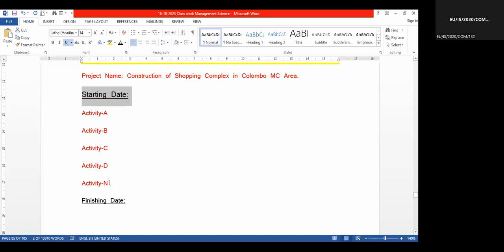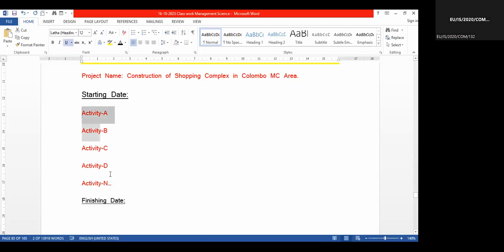Within this starting and finishing time, we have to do a lot of activities. These activities require resources and time. Whatever we are going to do that requires resources and time or a cost, we consider as an activity. For example, I am giving A, B, C, D, but there may be 100, 200 activities. All activities have to be completed, then the project will be completed.